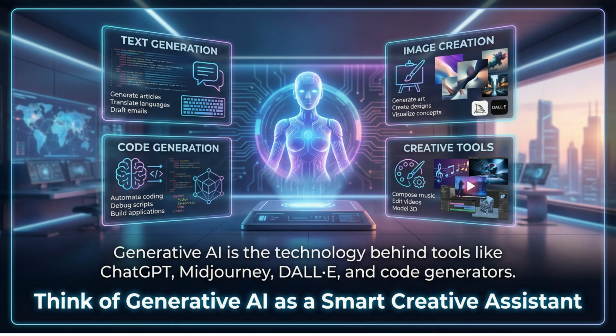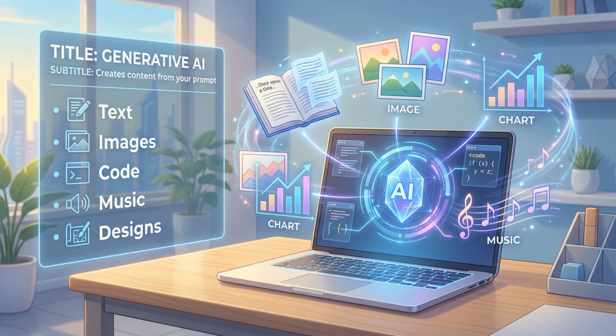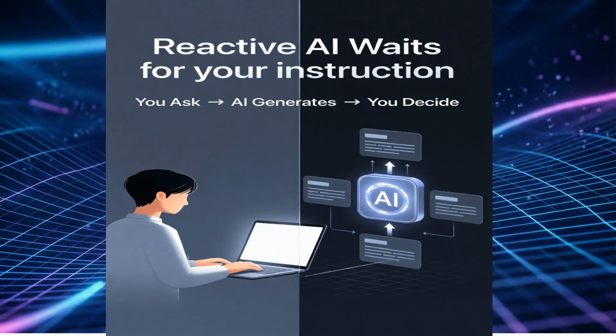Let's start with generative AI. Generative AI is the technology behind tools like ChatGPT, Midjourney, DALL-E, and code generators. Think of generative AI as a smart creative assistant. You give it a prompt, a question, an idea, or an instruction, and it generates something for you. It can create text, images, code, music, presentations, summaries, translations. But here's the key point. Generative AI is reactive. It waits for your input. It doesn't act on its own.